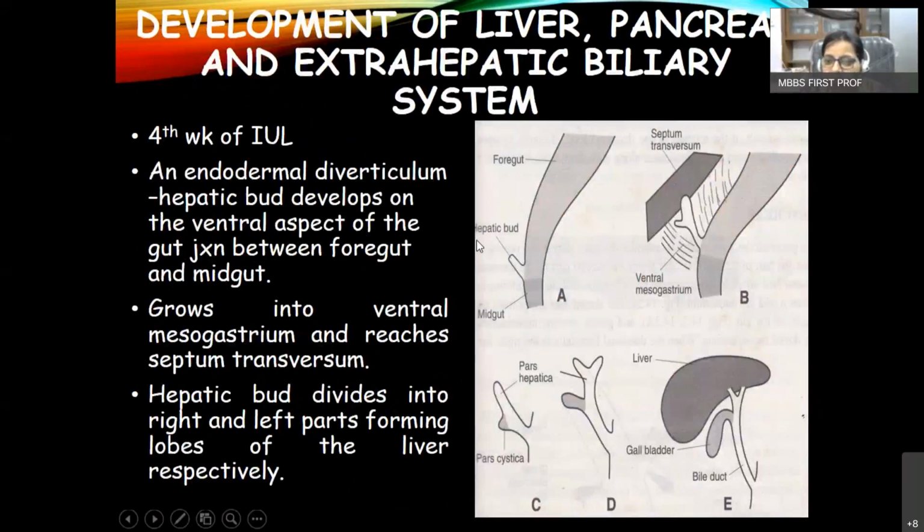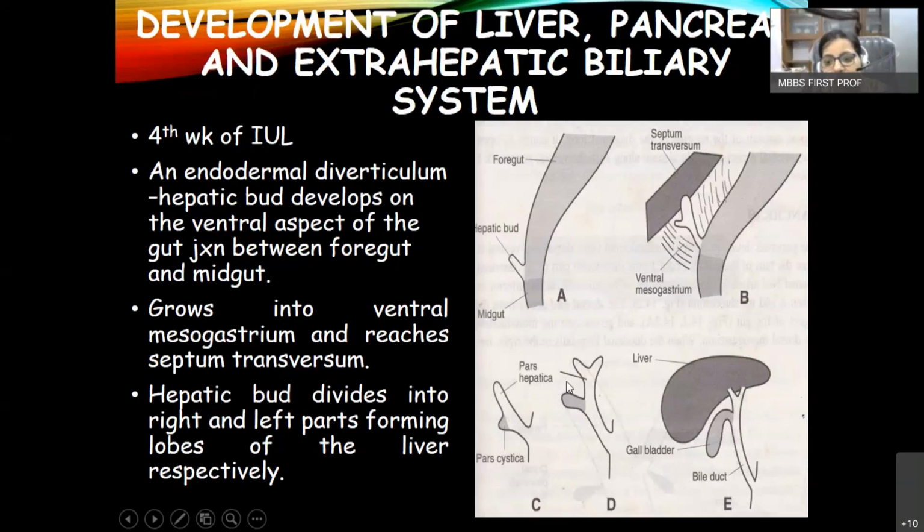See, the hepatic bud develops and it grows into the ventral mesogastrium to reach the septum transversum. Now this hepatic bud, before reaching the septum transversum, divides into two: a hepatic bud and a cystic bud. Cystic is responsible for the development of the gallbladder and hepatic is for the liver. So here they've shown in the picture that it could also be called pars hepatica and pars cystica. So this hepatic bud is also known as pars hepatica, whereas the cystic bud is also known as pars cystica.